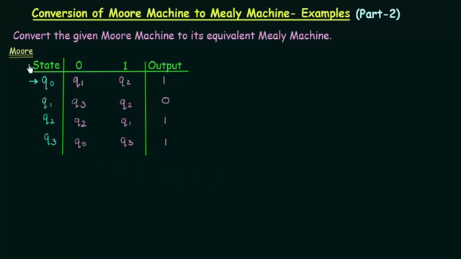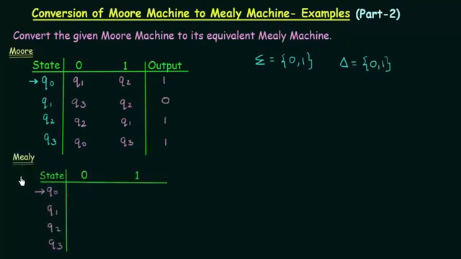Okay, so here let's see this Moore machine. We have states Q0, Q1, Q2 and Q3, and the inputs are 0 and 1, and these are the states to which these states go on getting inputs 0 and 1, and the outputs are also zeros and ones. So we see that in this example our inputs are zeros and ones, and outputs are also zeros and ones. Okay, so first let us try to draw the transition table for the Mealy machine using this transition table of Moore machine.